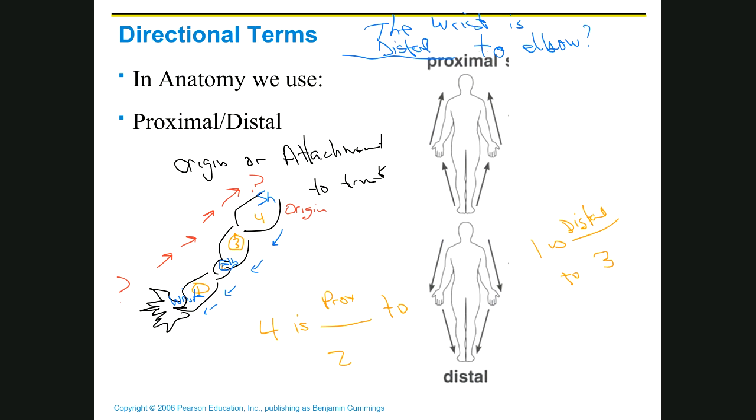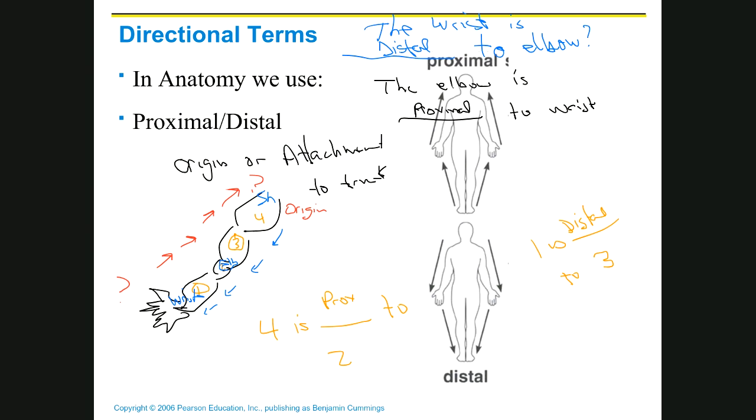But if you flip it around and you say the elbow is blank to the wrist, what's going to go in there? Again, which one is closer to the point of attachment? Which one's closer to the origin? The elbow is, so it's proximal.